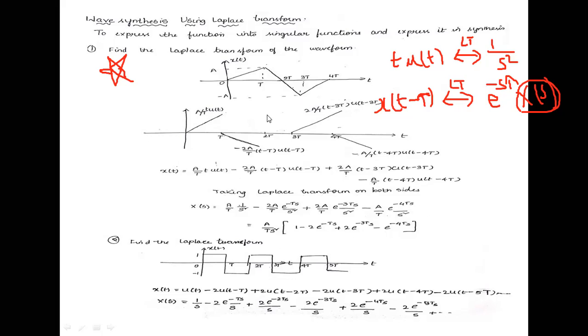As in the previous example, but here it is not a slope. The magnitude is 1, so it is a mu of t signal only. A simple mu of t signal, and for the second one, mu of t. What is the Laplace transformation of mu of t?